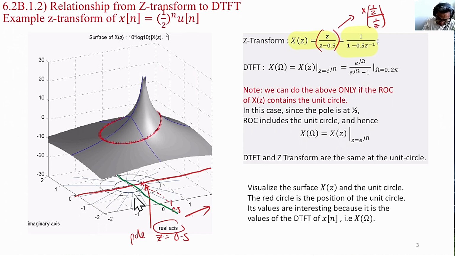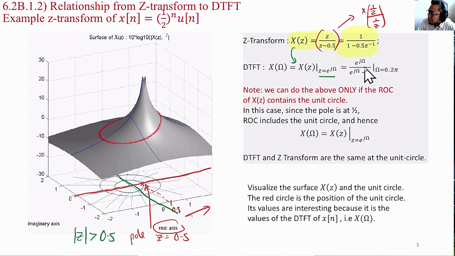Because what we know is that the absolute value of z must be greater than 0.5 in the region of convergence for this signal. Since the region of convergence includes the unit circle, this expression can be converted into the DTFT simply by substituting z equals e^(j omega).